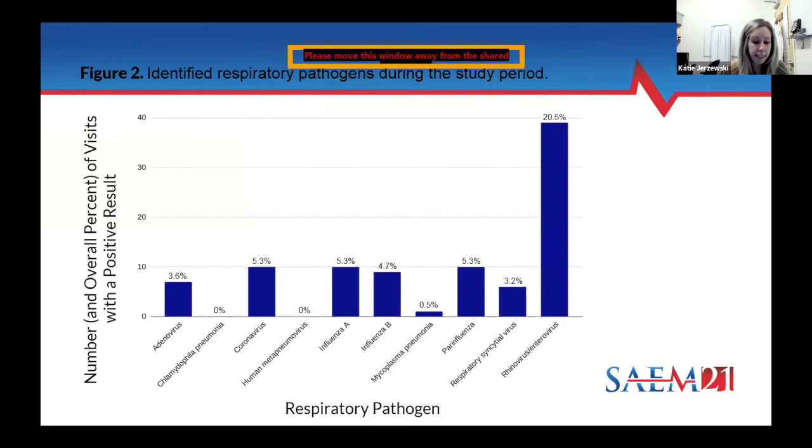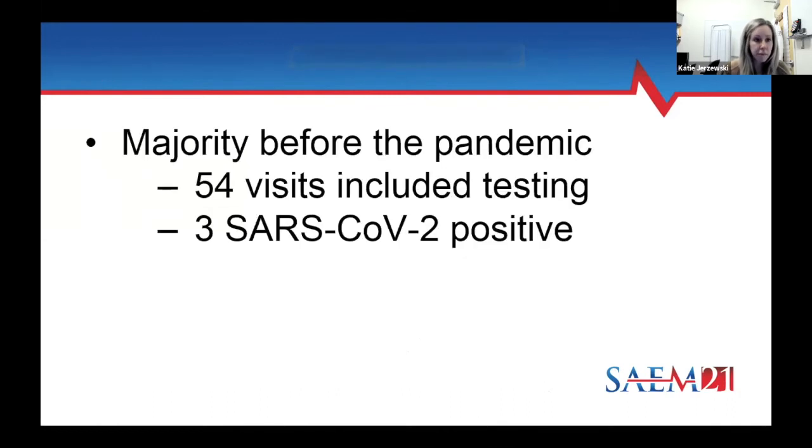Figure 2 shows the identified respiratory pathogens during the study period. Overall, the majority of visits with a positive RVP were positive for rhinoenterovirus. Of the 3 patients with bacteremia that tested positive on RVP, 2 resulted for adenovirus and 1 for rhinoenterovirus. More than 70% of visits occurred before the COVID-19 pandemic.